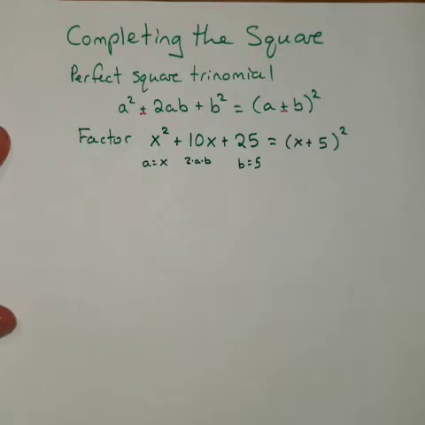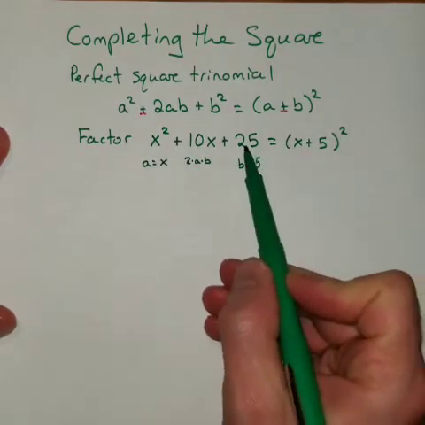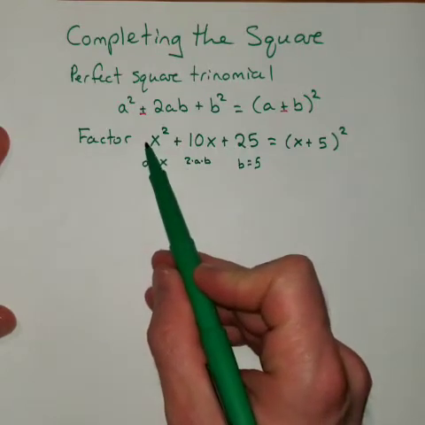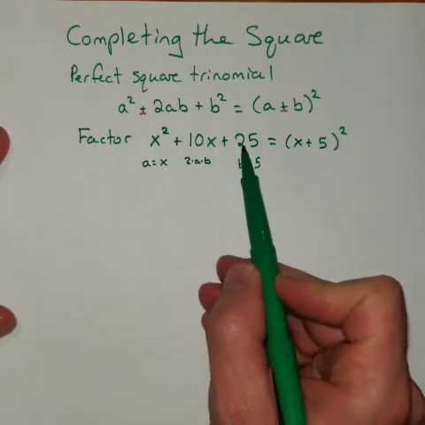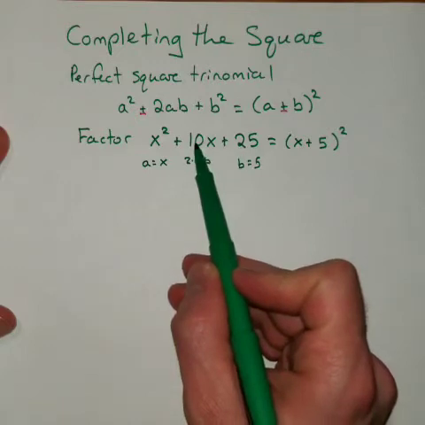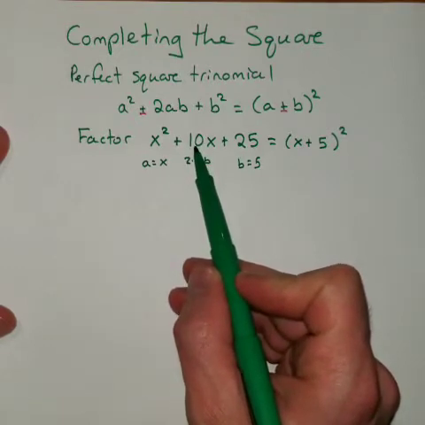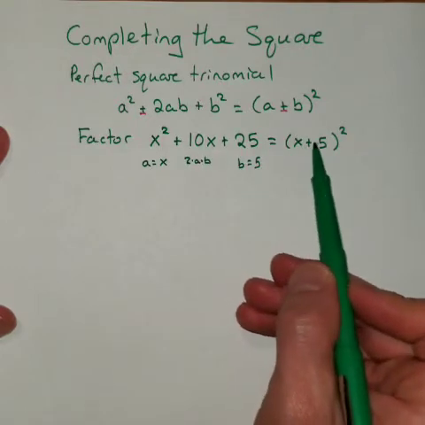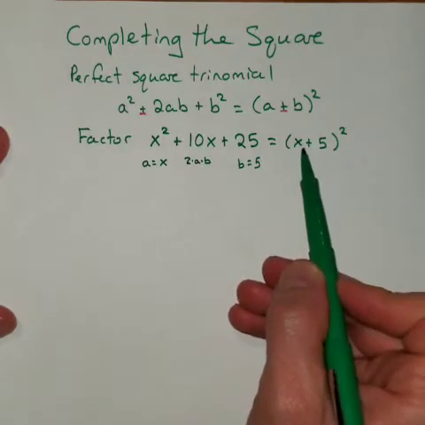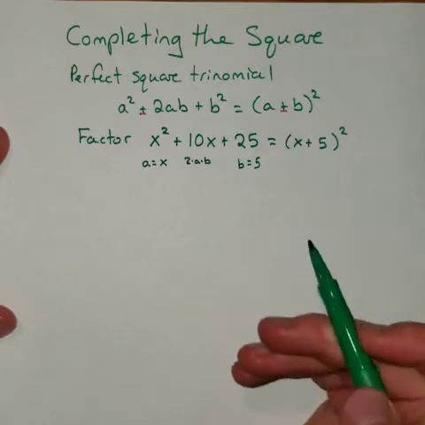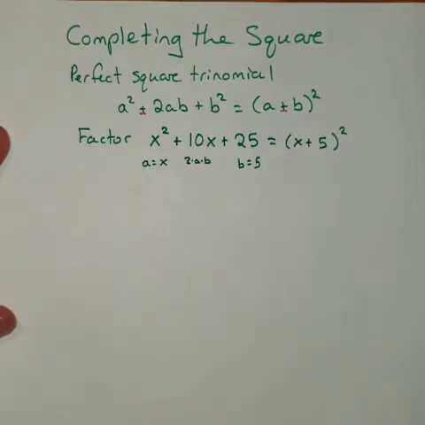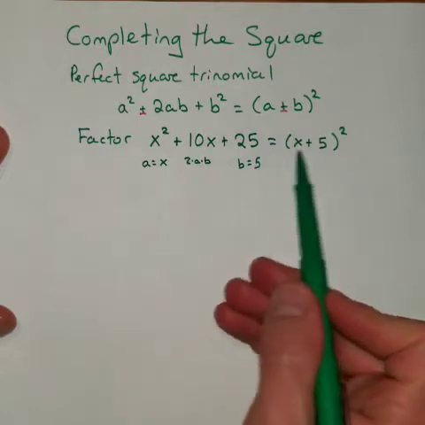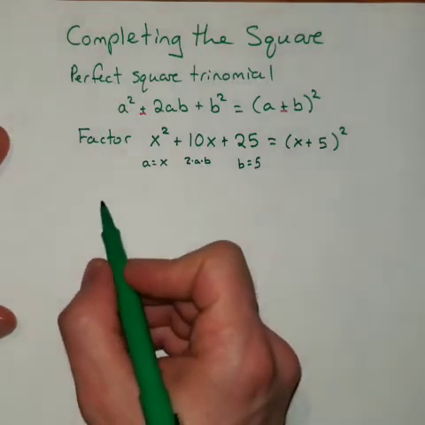Another way to think of this, without using the formula, is to think: my lead coefficient is 1, so if I need factors of 25 that add up to 10, they're 5 and 5, right? 5 times 5 is 25, 5 plus 5 is 10, so you get x plus 5 times x plus 5, or simply x plus 5 squared. Now, that's not too bad to factor these.